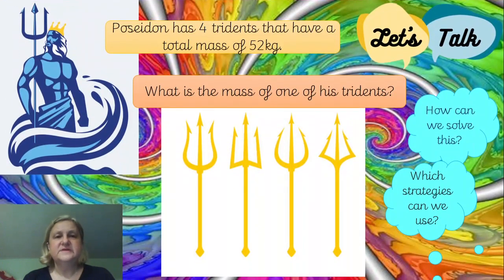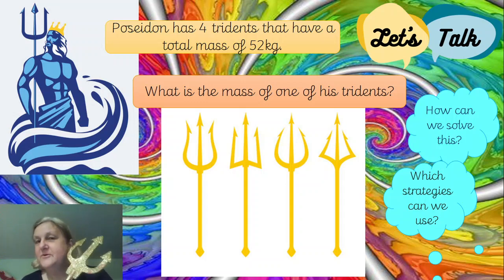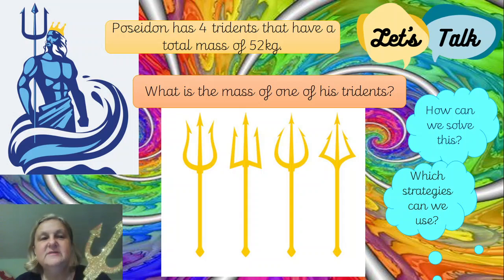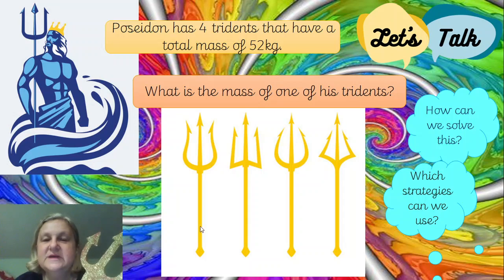So here we've got Poseidon, and he's left one of his tridents with Mrs. Ludd. Oh yes, that lovely trident. And he's left it at my house, and he's got 4 of them, although he's only left the one here. He must have quite a lot of them, I reckon. And he's got a total mass of 54 kilograms, which they are huge, absolutely massive tridents if they're totalling that. So what is the mass of one of these tridents?